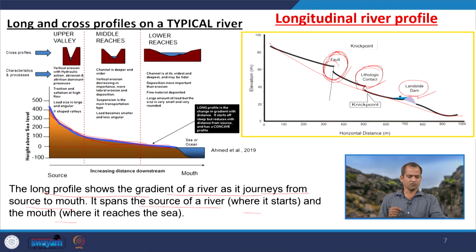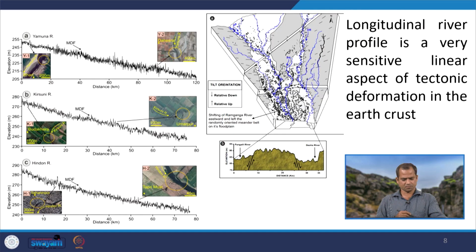So, that means I want to say, when you are using this longitudinal profile as a marker of neotectonic activity, we must be cautious about whether there is a confluence, whether there is a bedrock protrusion, whether there is a lithological contact, whether there is a natural or artificial dam. If it is not there, that means local convexity is definitely indicating a tectonic movement.